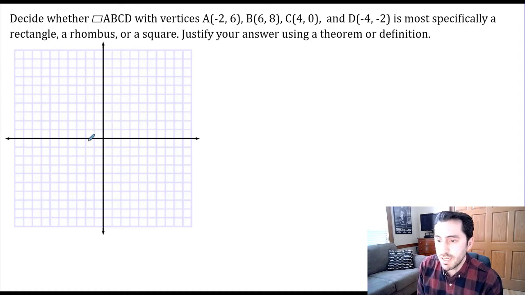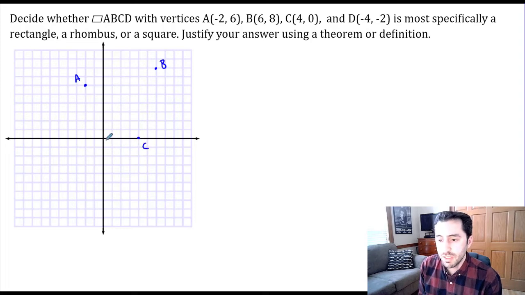So we have A is at (-2, 6). So -2, 2, 4, and 6. So here's point A. Point B is at (6, 8). 1, 2, 3, 4, 5, 6. And then up at 8. Point C is at (4, 0). 1, 2, 3, 4.